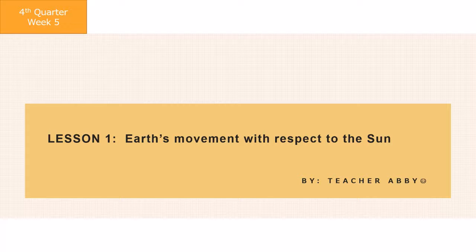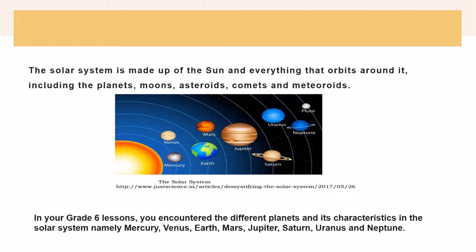Our first lesson for today is about Earth's movement with respect to the Sun. The solar system is made up of the Sun and everything that orbits around it, including the planets, moons, asteroids, comets, and meteoroids. In your grade 6 lessons, you encountered the different planets and their characteristics in the solar system, namely Mercury, Venus, Earth, Mars, Jupiter, Saturn, Uranus, and Neptune.